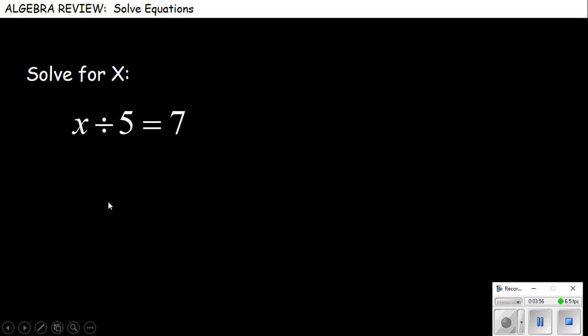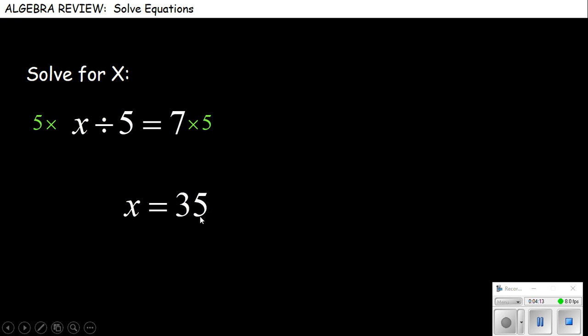Now again, we're talking about doing opposites. In this case, x is being divided by 5. So x divided by 5 is 7. To solve it, we will do the opposite of dividing by 5, which is multiply both sides by 5. Multiply by 5 on both sides, and we'll end up with x is equal to 35.